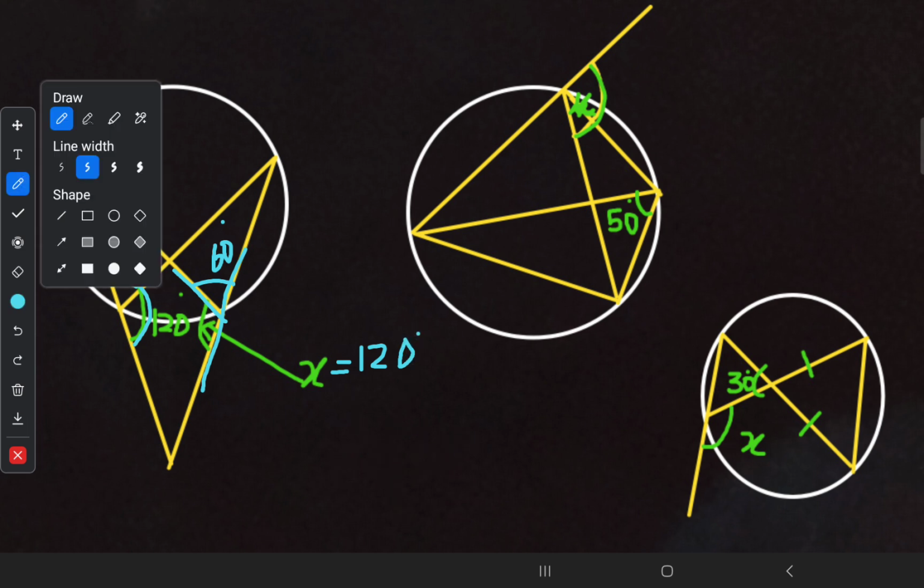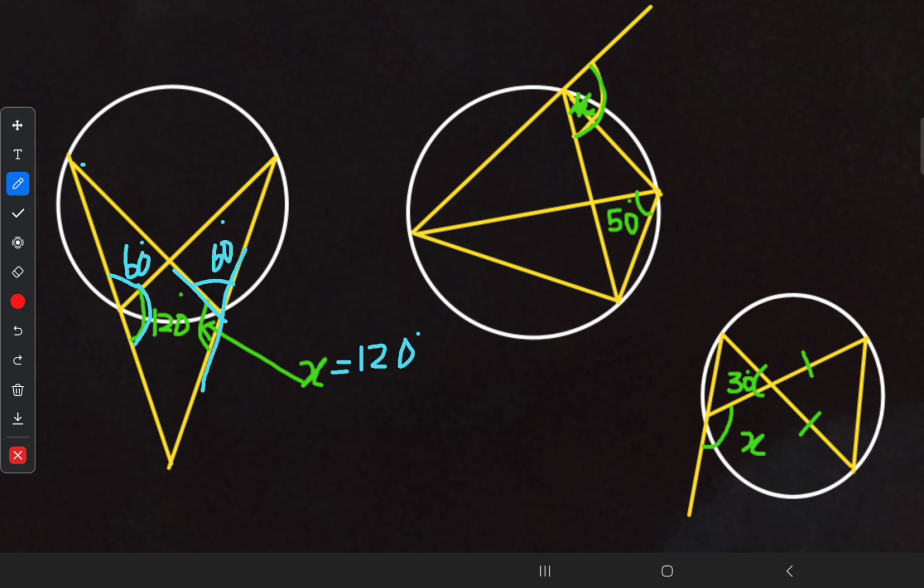That's all. Similarly, let's think about our second question. If it is 50, this angle also would be exactly 50. Think about it. This chord is creating two triangles on the same side of the segment, 50 and 50. So the exterior angle on a straight line, the adjacent angle sum would be 180. So 180 minus 50 will give you x as 130 degrees.